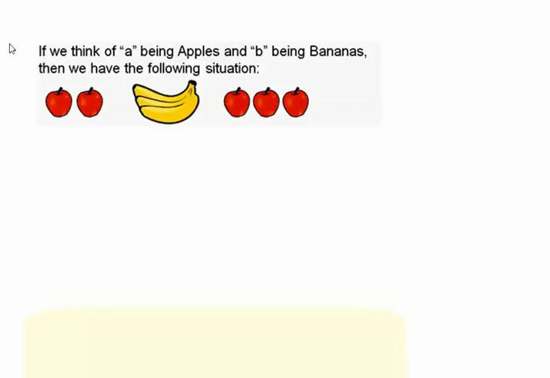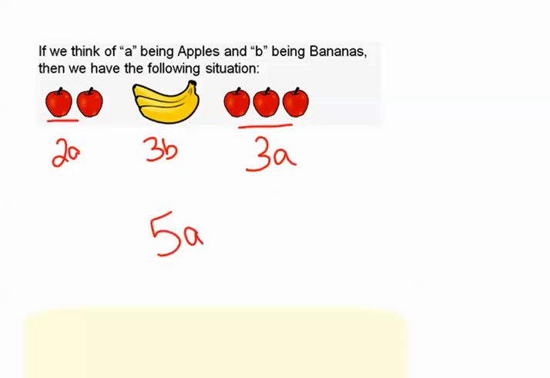If you look at this one, if we think of A being apples and B being bananas, look at the following situation. I have 2 A's, 2 apples, 3 B's, or 3 bananas, and 3 apples. If I were going to combine like terms, my apples are like terms. They are the same thing. So together I have 5 apples plus 3 bananas. I cannot add these two together because they are not like terms.